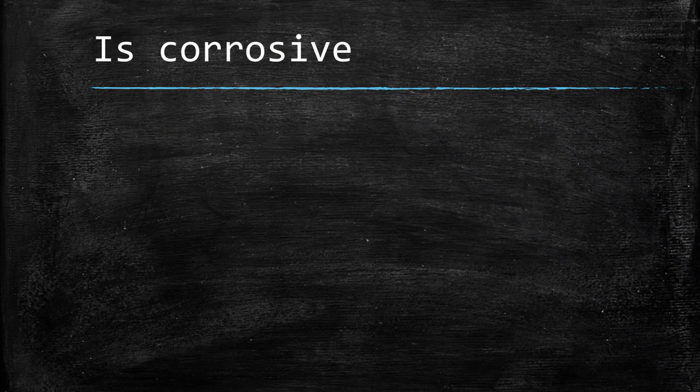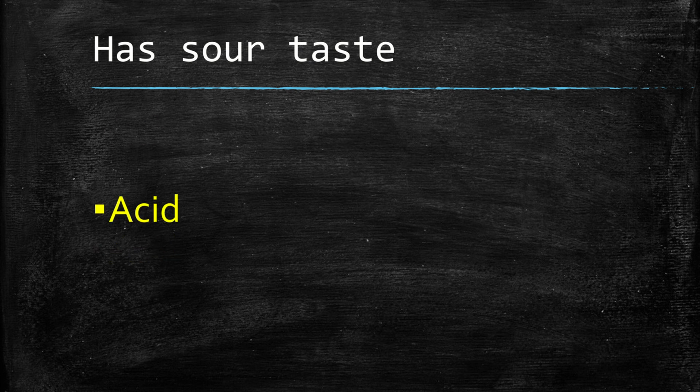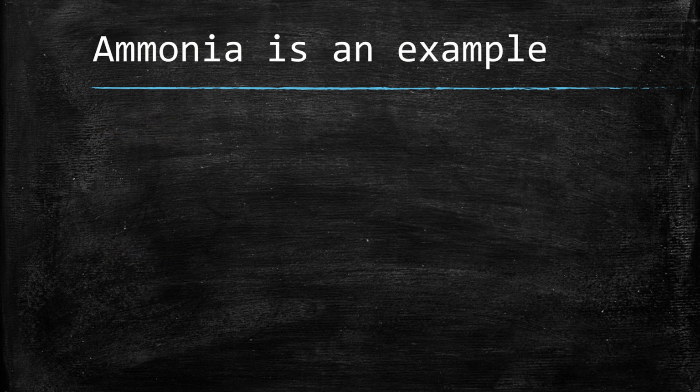Is corrosive, that would be acid or base. Obviously if it's not corrosive, we said that was neutral, that was the first one. Has a bitter taste, there you go. Again, another B word, so a lot of B words, blue and bitter. They would be base. Has a sour taste, acid. Ammonia is an example. Ammonia is in a lot of cleaning products, so that would be base.